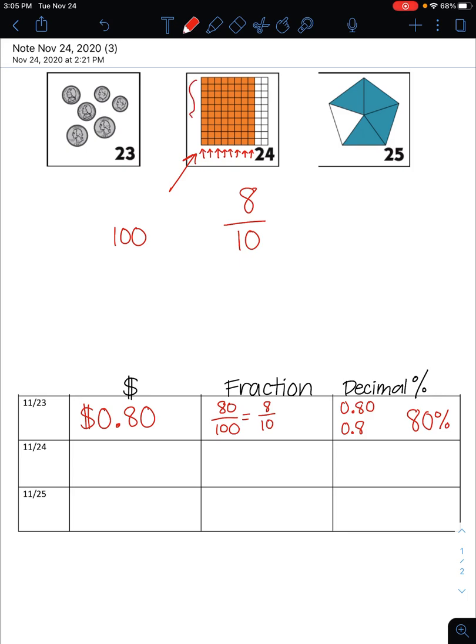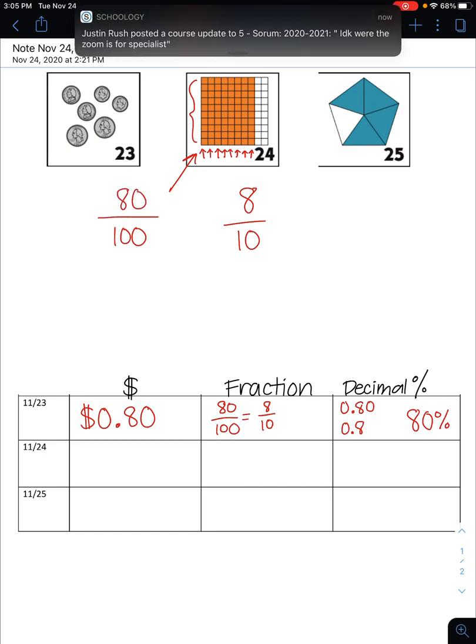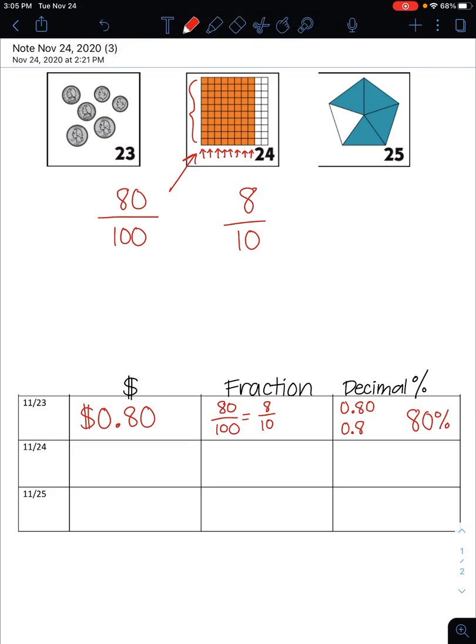Each row has 10 squares in it, and that means that there are 80 small squares out of 100 total squares colored in. These are my 2 fractions that I can write for November 24th. 80 hundredths or 8 tenths.